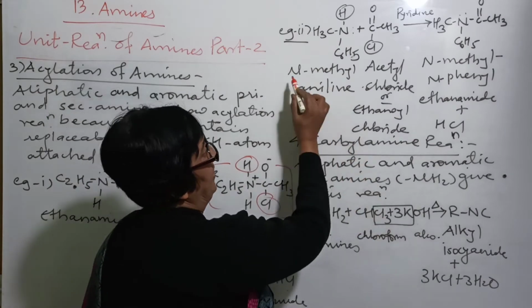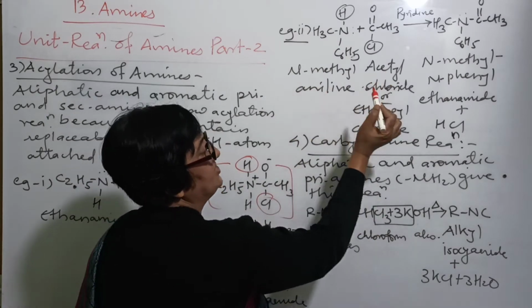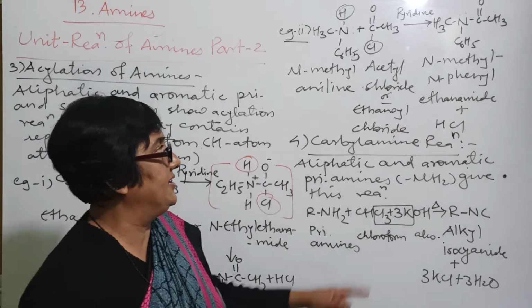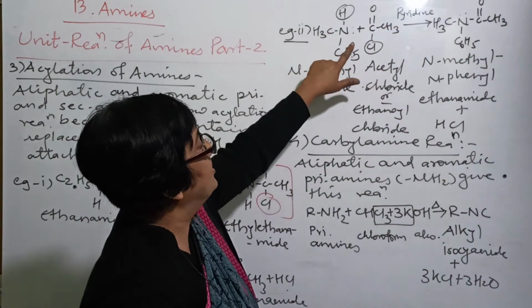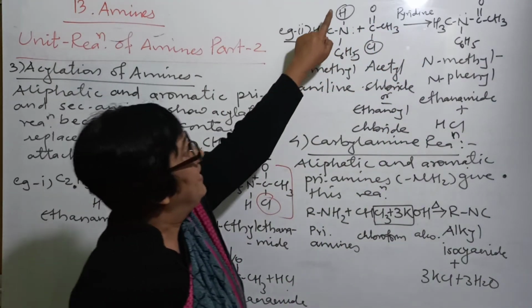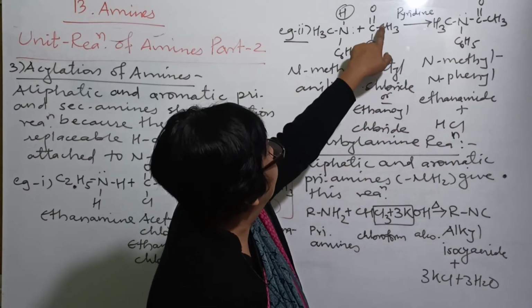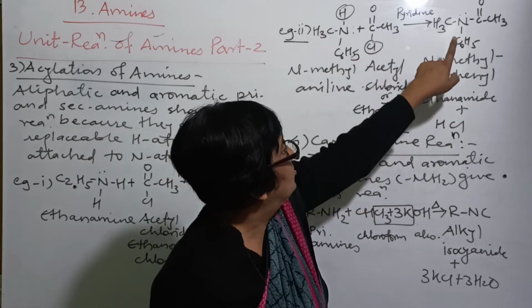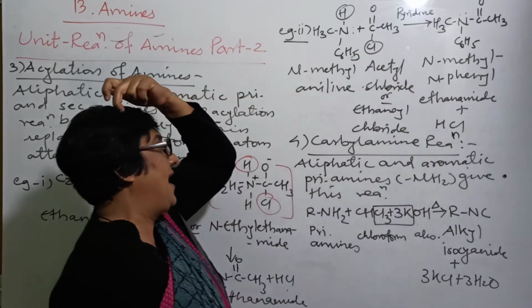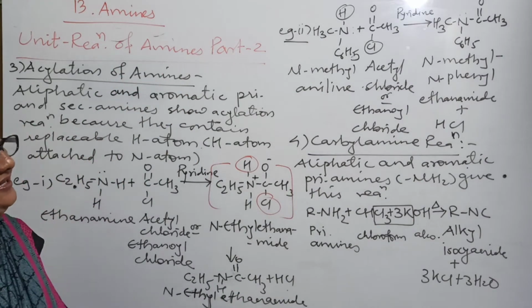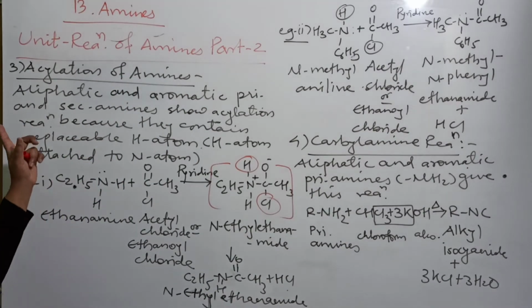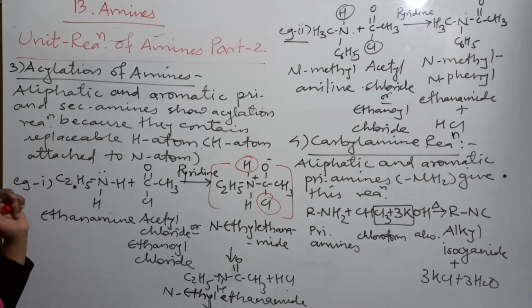And this N-methyl aniline when it reacts with acetyl chloride or ethanoyl chloride in presence of pyridine, the reaction again takes place in the same manner. HCl is the side product and this part gets attached here. So the compound formed is N-methyl N-phenyl ethanamide. This is all about the acylation reaction.